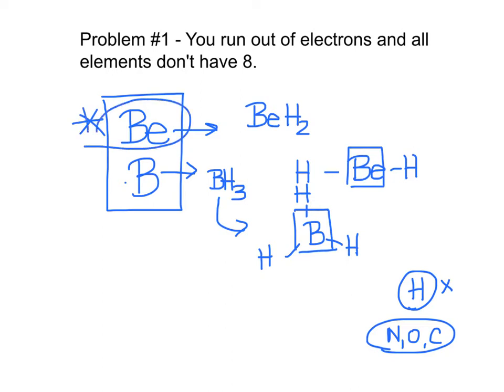Beryllium will be electron deficient. It will typically only make 2 bonds. Boron will be electron deficient. It will typically only make 3 bonds. Don't try to make double bonds. These are okay to be left alone.